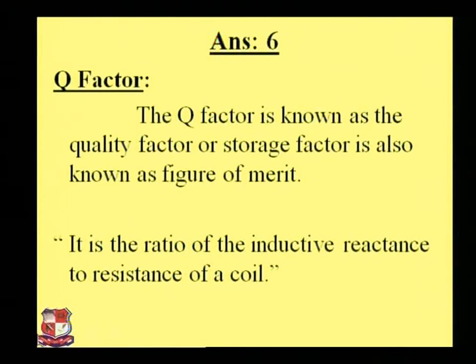The figure of merit gives how effective or useful your material or device is. It is the ratio of the inductive reactance to the resistance of a coil. So by taking the ratio of the inductive reactance XL to the resistance of a coil, that is the inductor, you can find out the Q factor.